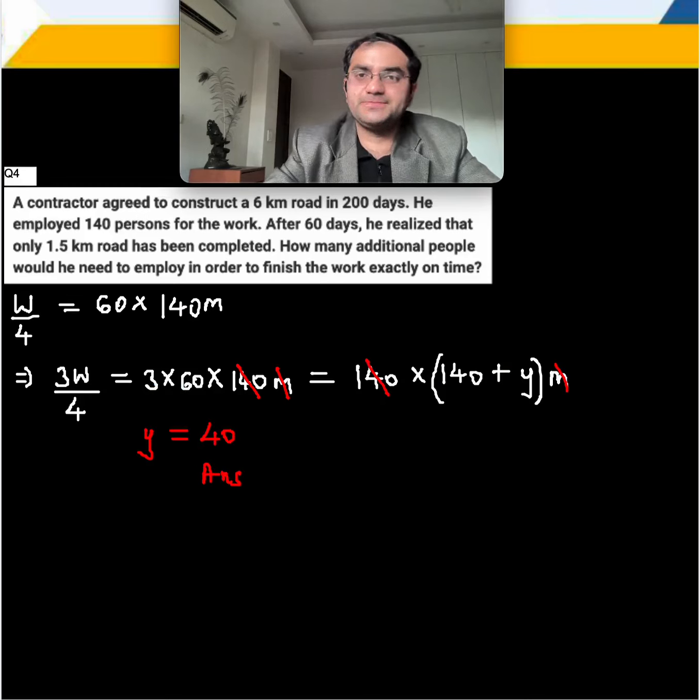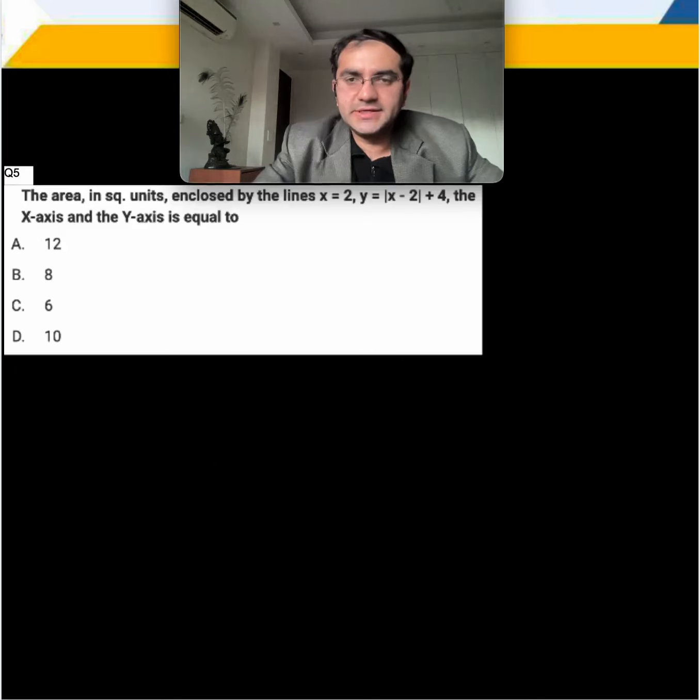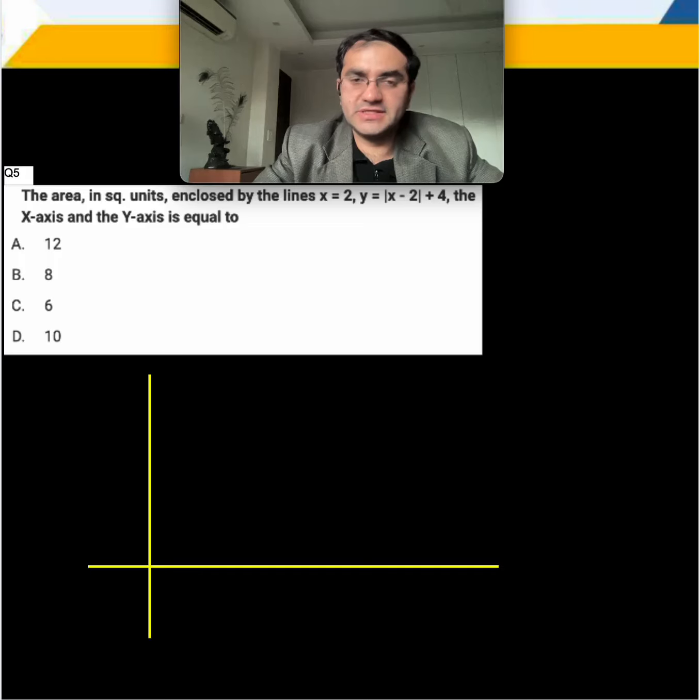Elementary question of time and work. This is a tough question on graphs. So you have to plot the graphs and then calculate the area. Area enclosed by the lines x equal to 2 is easy to make. Y equal to mod x minus 2 plus 4 will be the tough one, and the other two axes. So let's start plotting. We will also be using transformations to plot this graph. These are the coordinate plane and lines, x-axis and y-axis.